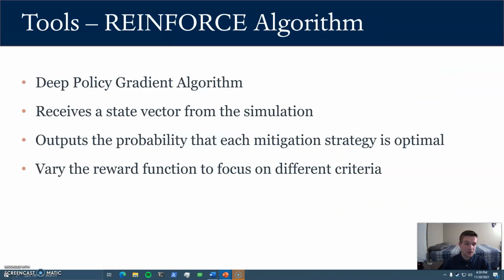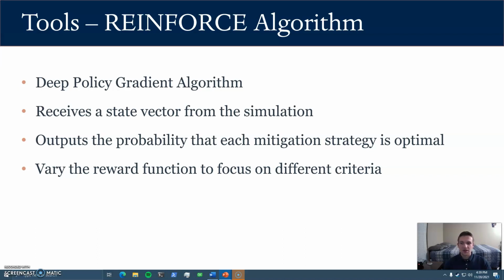So the second big tool that I use to tackle this question is the REINFORCE algorithm. This is an example of a deep policy gradient algorithm. Basically what that means is it uses a neural network, and what that neural network learns is a policy for how to best solve a problem given the current state of the simulation.